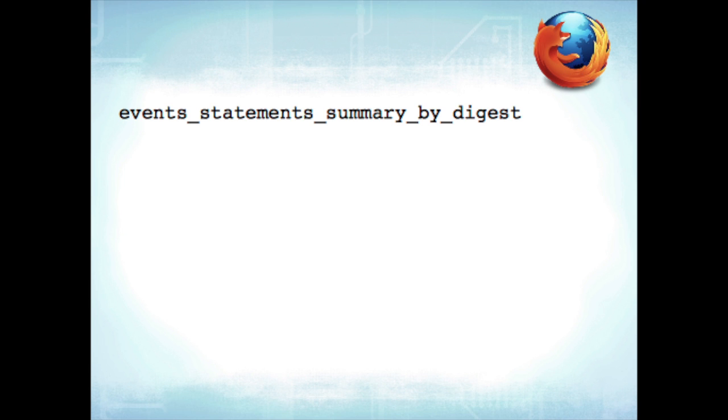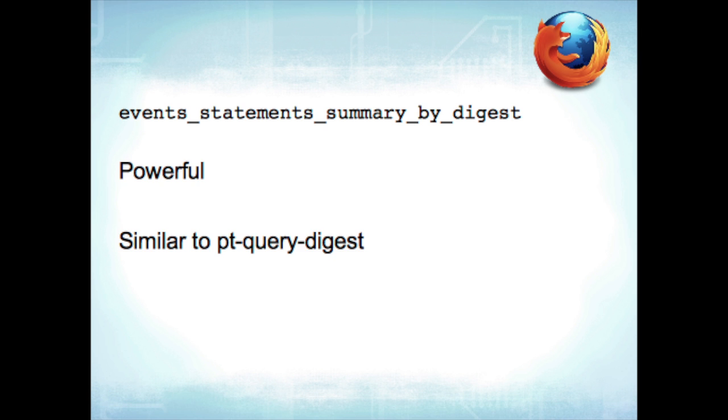We saw this table, events statements summary by digest. It's very powerful. It summarizes for you. It's similar to pt-query-digest. You can use it differently though. So you may still use pt-query-digest for some reasons, and maybe sometimes you use this. And it's only in 5.6. If you're on 5.5, this table does not exist.